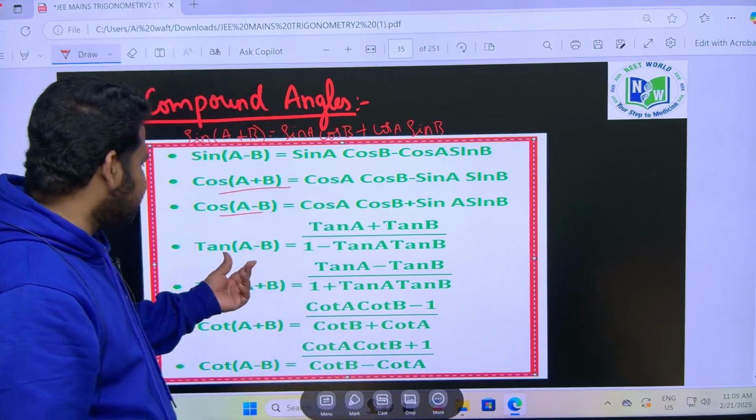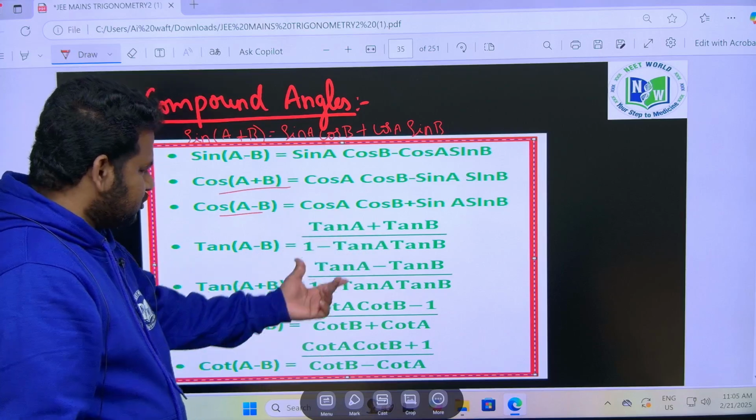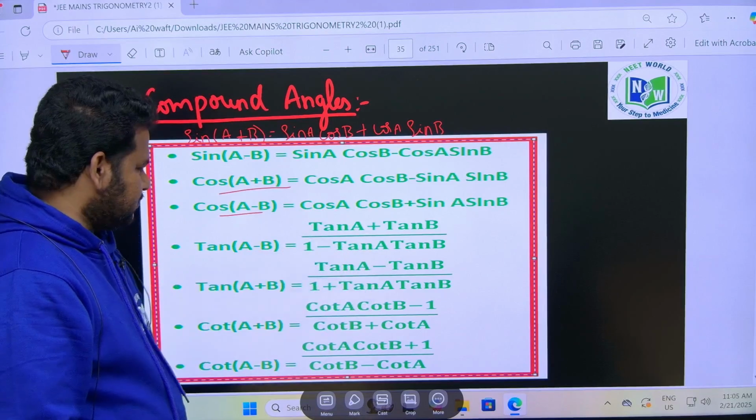Next, it is in terms of tan. Tan of a plus b is tan a plus tan b by 1 minus tan a tan b. This you can go through by yourself. This you already know, all these formulas.